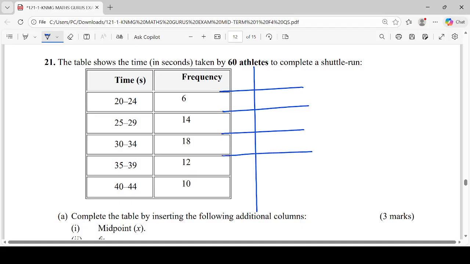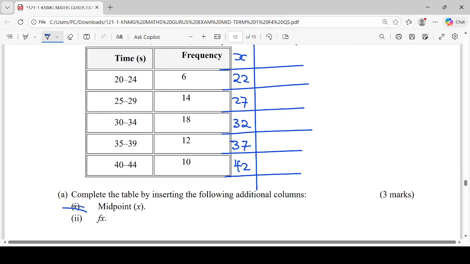Remember, to get the midpoint, it's very simple. All you have to do, so this is x, which is our midpoint. You take 20 plus 24 divided by 2, that becomes 22. 25 plus 29 divided by 2, that is 27. 30 plus 34 divided by 2, that is 32. 35 plus 39, then you divide by 2 to give you 37. 40 plus 44 divided by 2 to give you 42. That is the column for x, so that one is done.